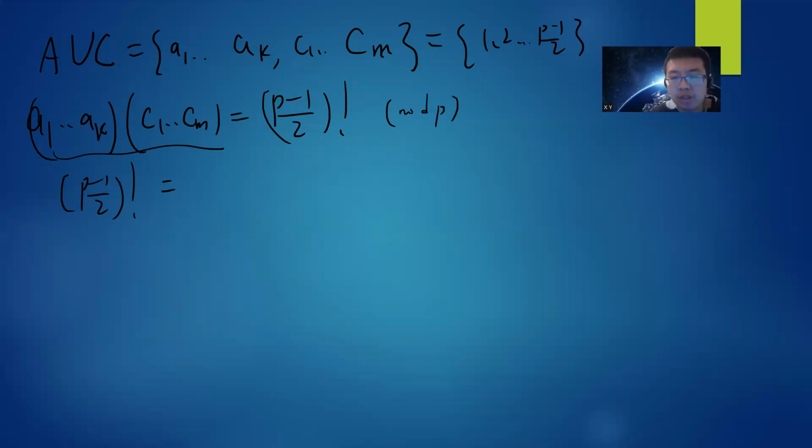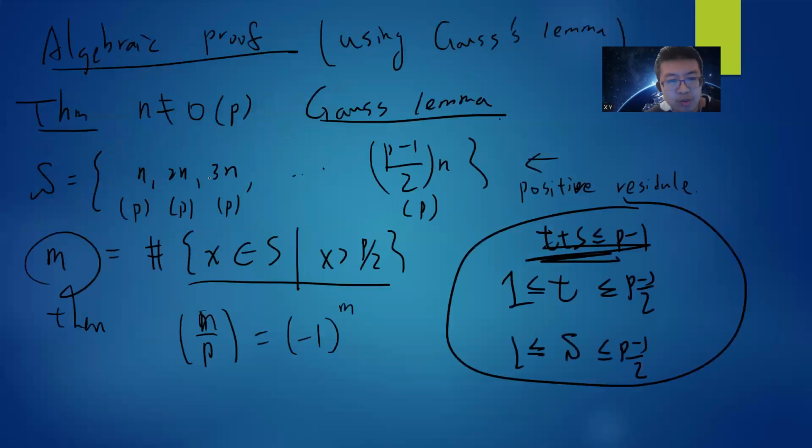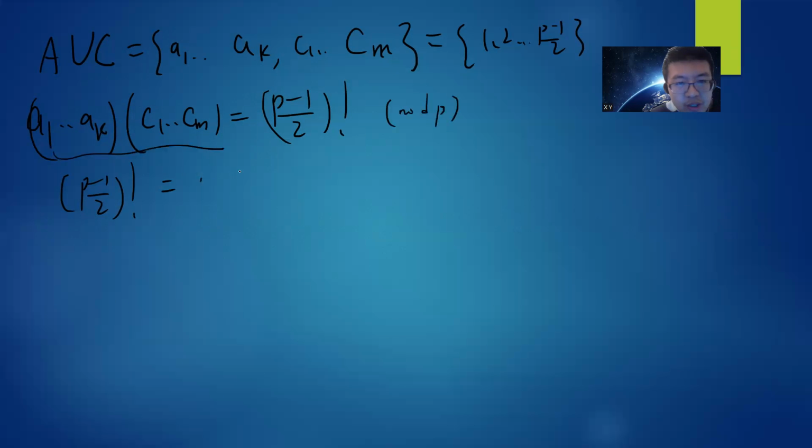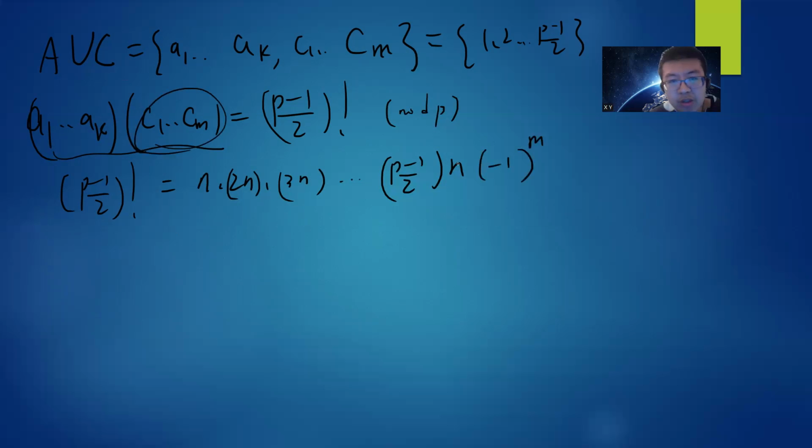So A1 up to AK are just what? Just multiples of n, right? So it will be like 1n, 2n, 3n, up to ((p minus 1) divided by 2)n. But for this one I need to multiply by minus 1 to the m, right? The reason is the following: since C is actually p minus B_i, C is not just something times n. But C is p minus B_i, so I can take mod p, and that becomes minus 1 times B_i, so it will be this, mod p.